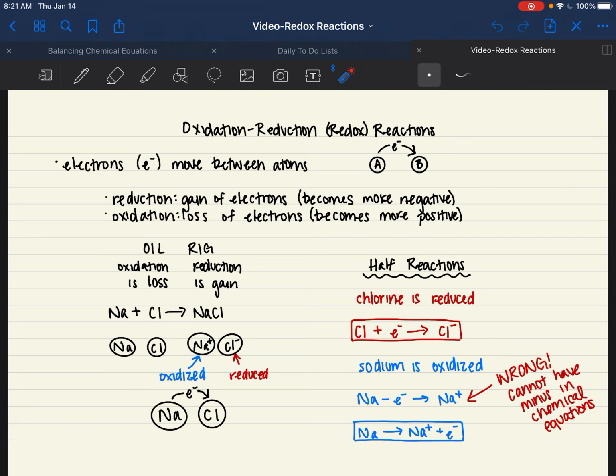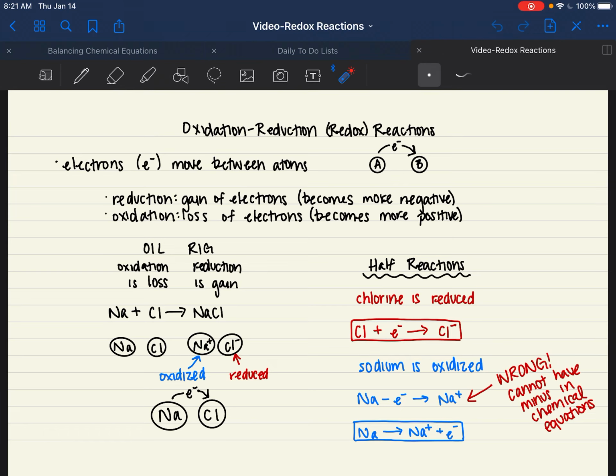So in this diagram we have on the right, here's atom A and atom B, and then notice there is an electron moving from A to B. This is the symbol we use for electrons. It's just a lowercase e with a minus sign in sort of the superscript location. So two things are happening here simultaneously.